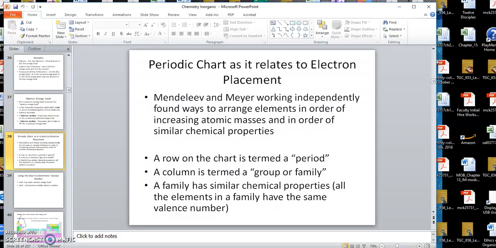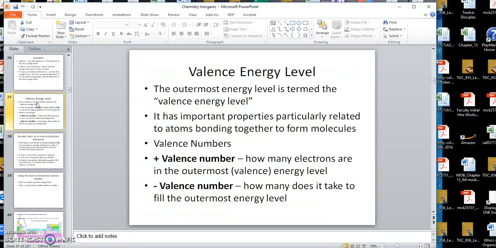Okay, now we're going to talk about the periodic chart as it relates to electron placement. Remember that we talked about the valence energy level. The valence energy level was essentially the energy level of the electron cloud that was the furthest out. There was a positive valence number, which is how many electrons are in the outer shell, and a negative valence number, which is how many to fill it. So, for example, if it's the second shell that needs 8, and let's say there were only 2 there, then the positive valence number would be 2, and the negative valence number would be 6.